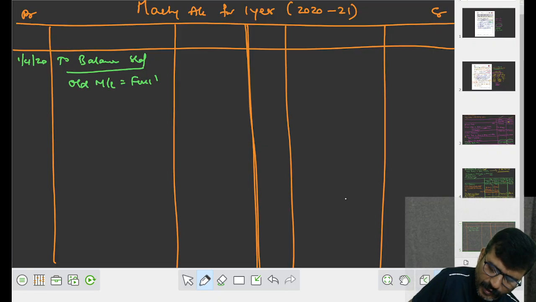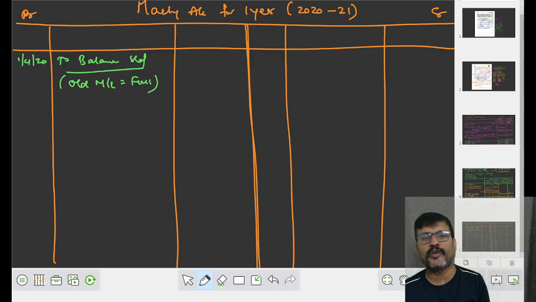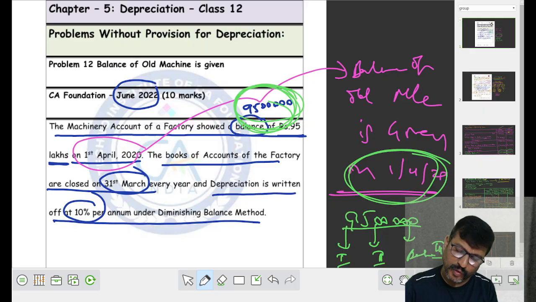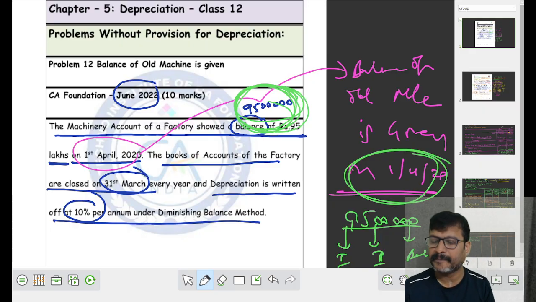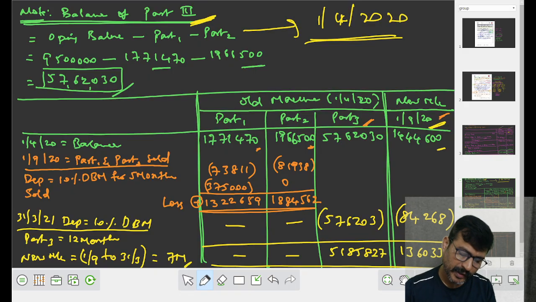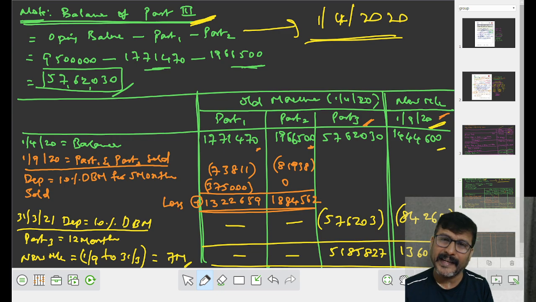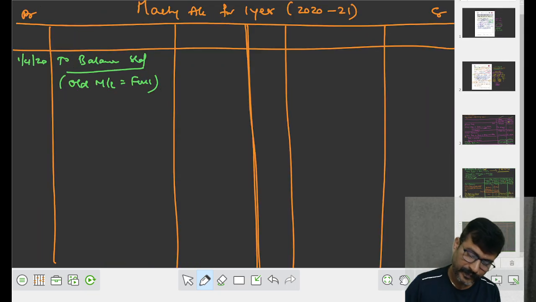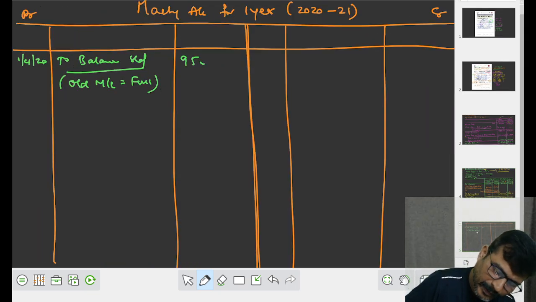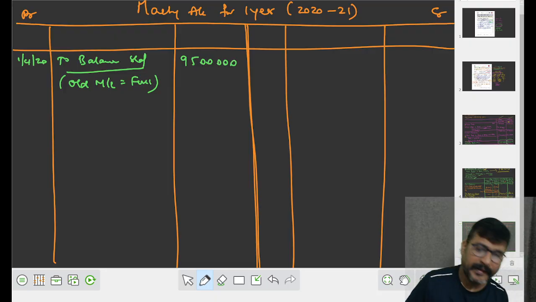Old machinery, you have to take the full value. Full value means part 1, part 2, part 3. Part 1, part 2, part 3 is 95 lakh. Right? If you see this working note, part 1 17 lakh 71 470, 19 lakh 66 500, 57 lakh 62,030. If you add all the three, it comes to rupees 95 lakhs. No need to mention separately. Anyhow, it is given in the question paper.